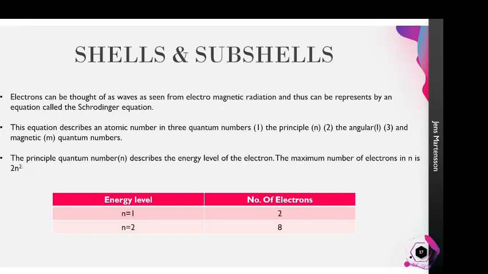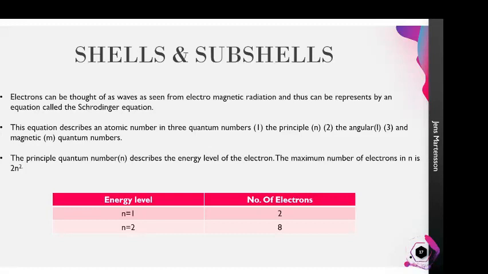Electrons can be thought of as waves, as we've seen from electromagnetic radiation, and thus they can be represented by a Schrödinger equation. We don't have to know the equation, but we have to know what the equation tells us. This equation describes an atomic orbital in 3 quantum numbers. The first is the principal, which is n, the angular, which is l, and the magnetic quantum number, which is m. The principal quantum number describes the energy level of the electron.